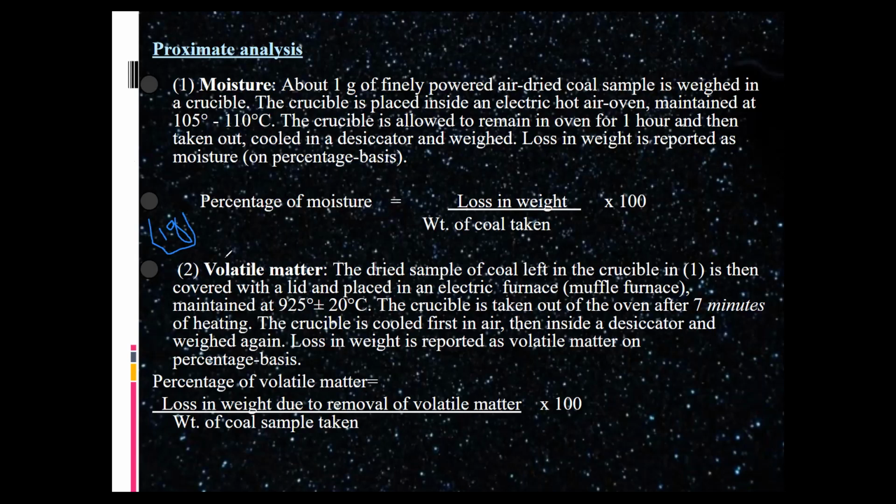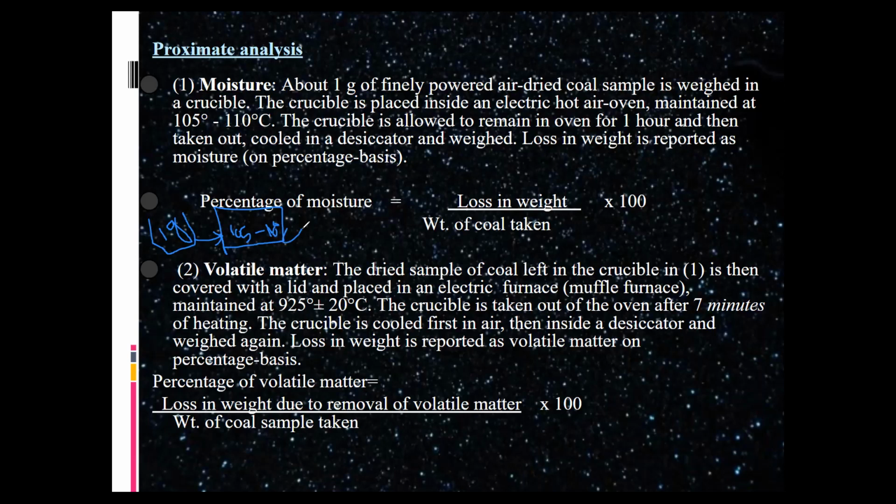And after taking 1 gram of the coal sample in the silica crucible, we place it inside the oven. We are placing the silica crucible in the oven for 1 hour, maintaining the temperature of 105 to 110 degrees centigrade. So how much are we maintaining? We are maintaining around 105 to 110 degrees centigrade.